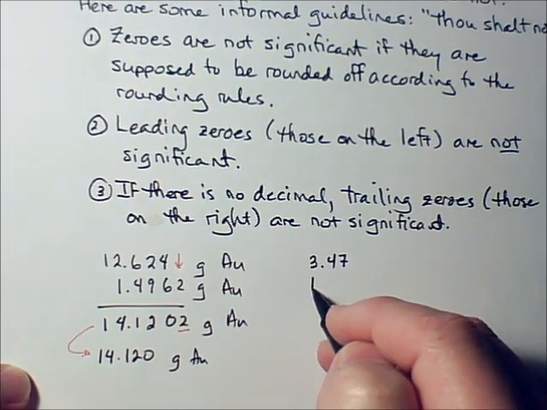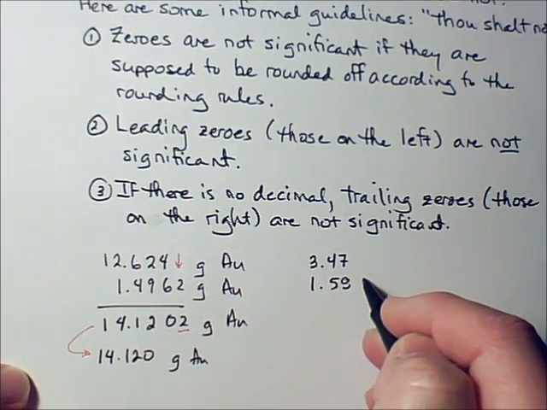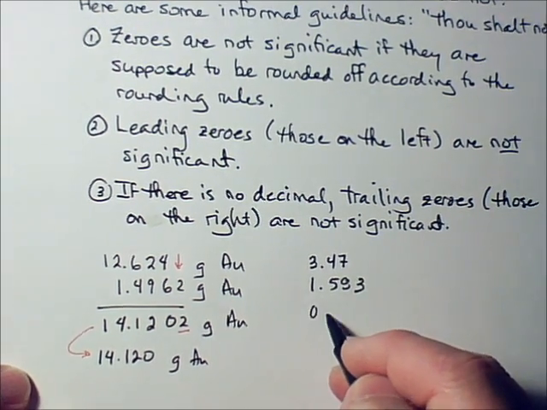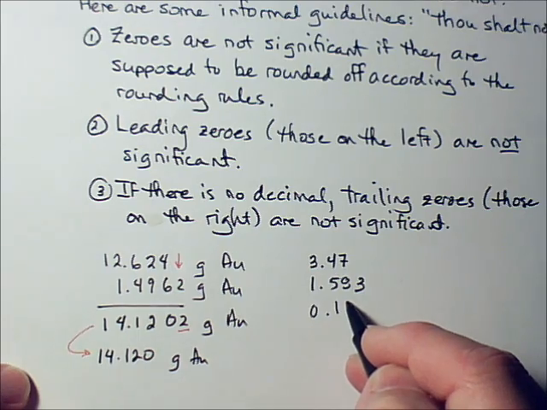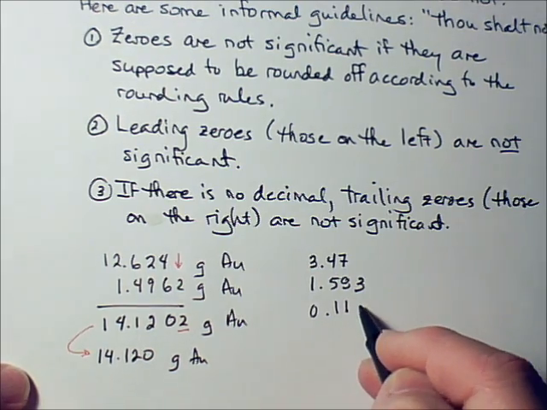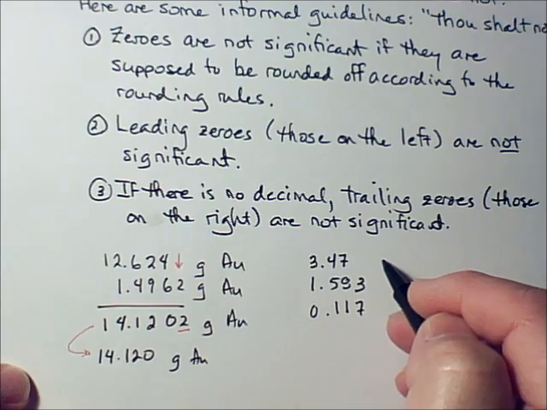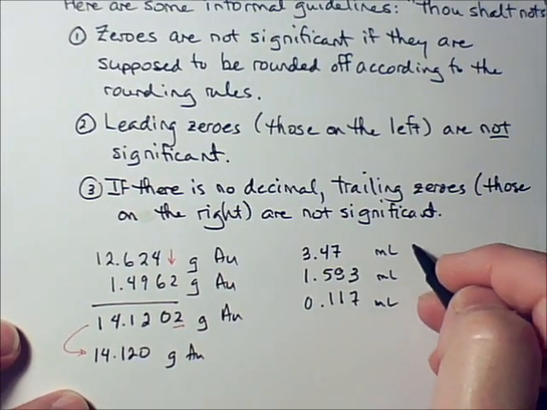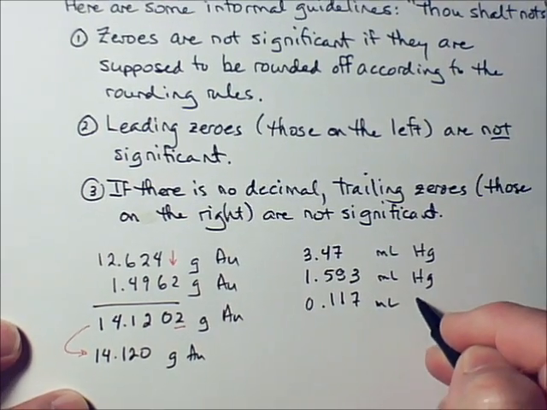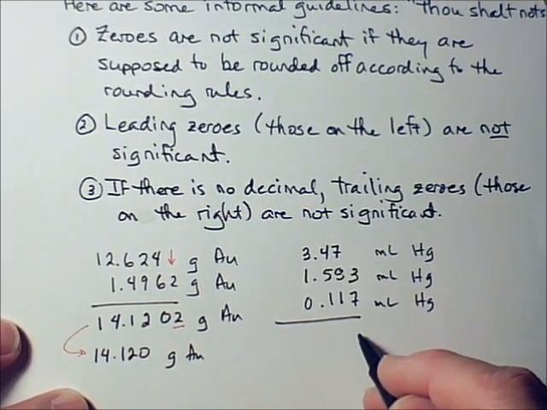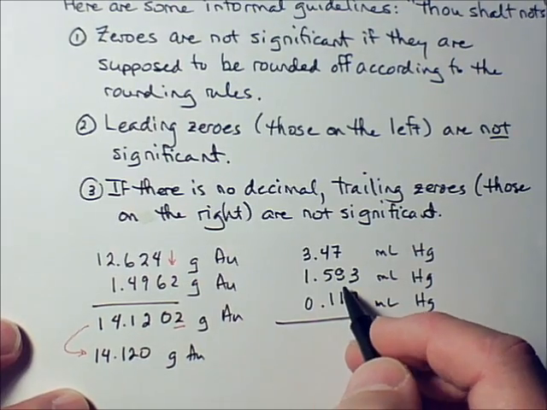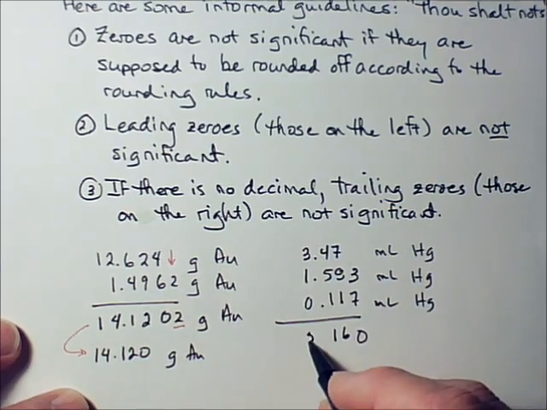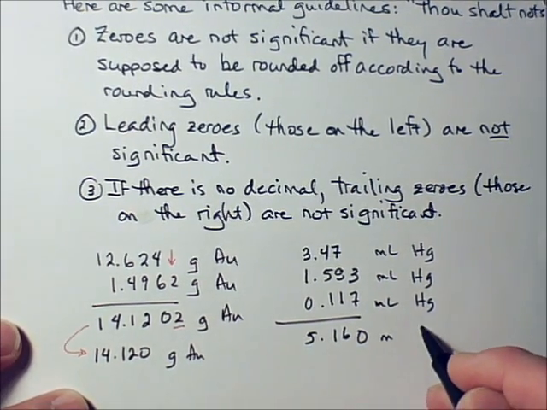Now, if I do 3.47 and 1.583 and 0.117, and then we'll make this milliliters of mercury. Okay, we'll add all those up, and we get a 10 here. That becomes a 16. That becomes an 11, 4 and 5, I believe, milliliters of mercury.